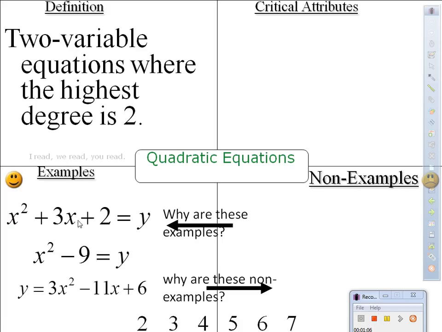X squared plus 3x plus 2 equals y. X squared minus 9 equals y. And y equals 3x squared minus 11x plus 6. Write those down, please.